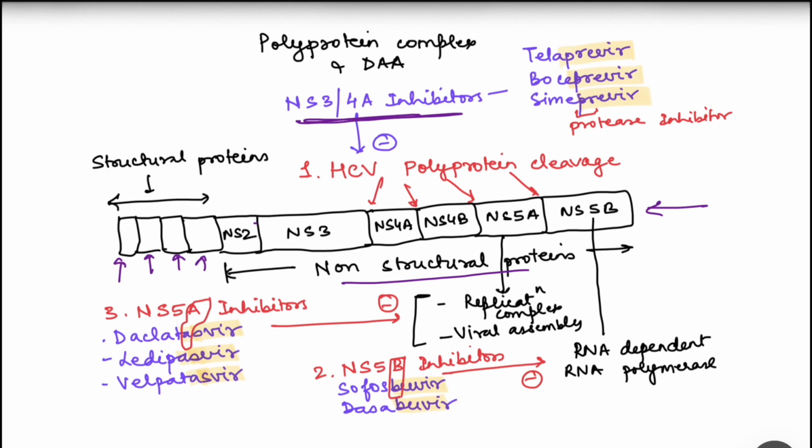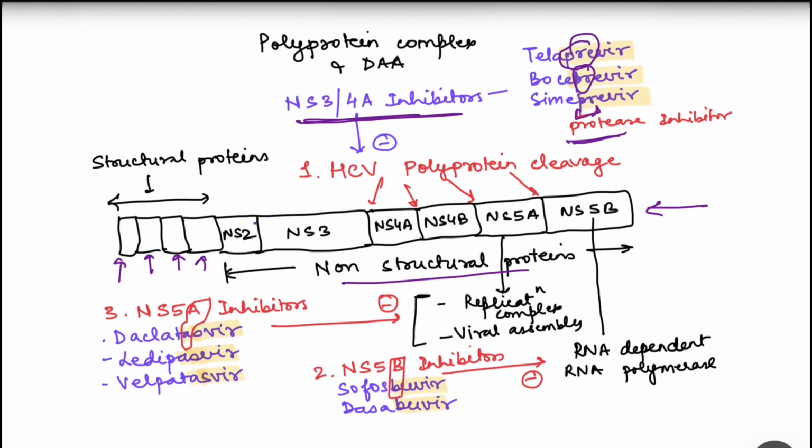So in HCV also we have similar protease inhibitors, NS3,4A protease inhibitors, and these include telaprevir, boceprevir, simeprevir. And how to remember this? See, they have this term PRE. PRE is basically PR for protease. So these are protease inhibitors. That is the first class of these directly acting antivirals.